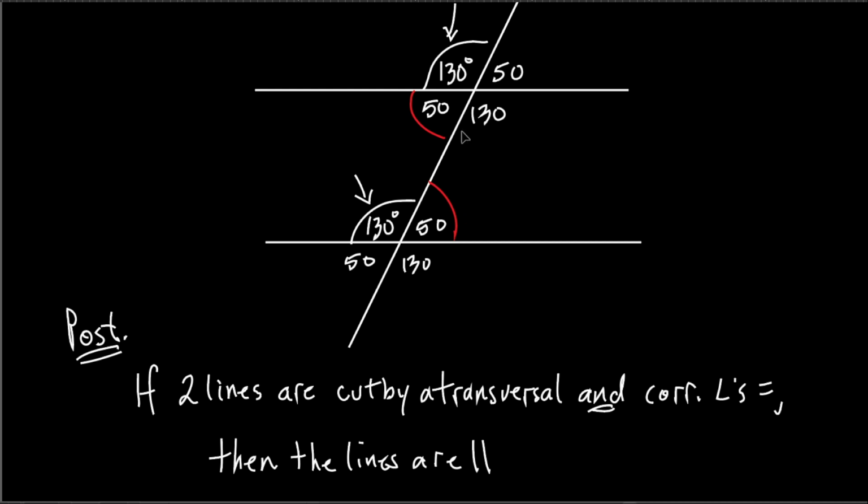No. The consecutive interior angles, if they are, it's 130 and 50. If they're supplementary, then what does that tell you about these two lines right here? Then they're parallel, okay? You getting the hang of this, right? So if I know that these two are equal, I can say the lines are parallel. If I know that this angle right here and this angle right here are equal, I know they're parallel.